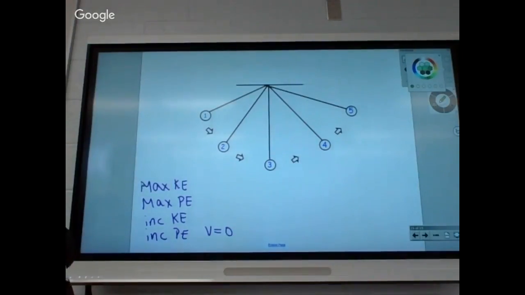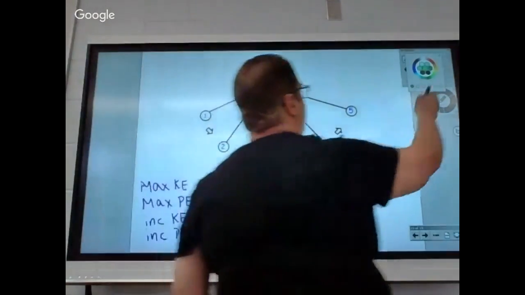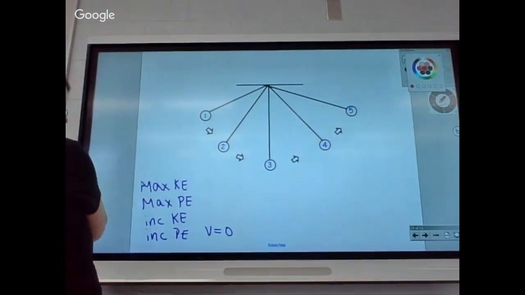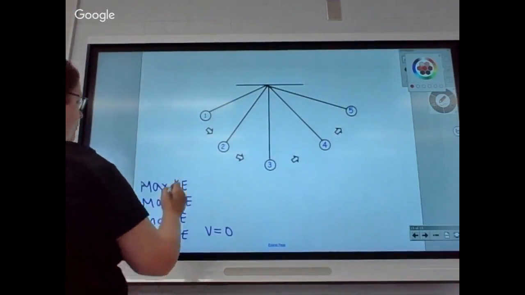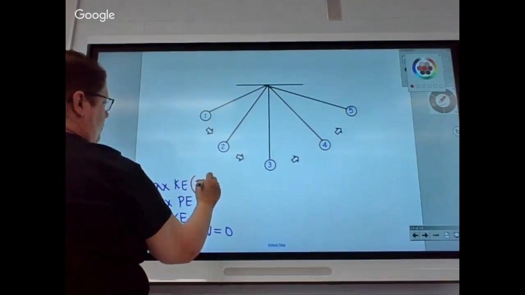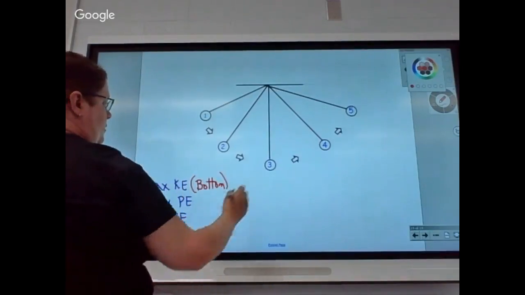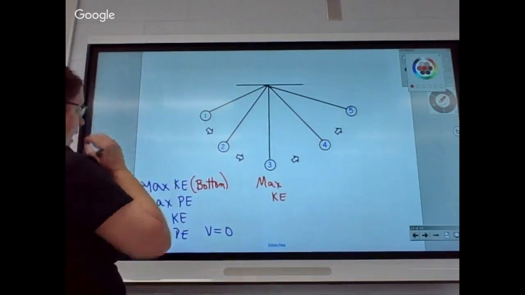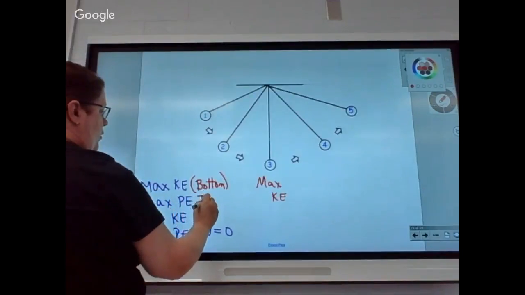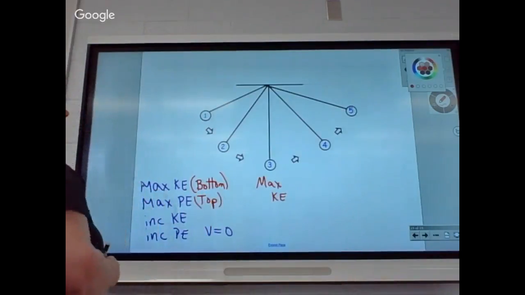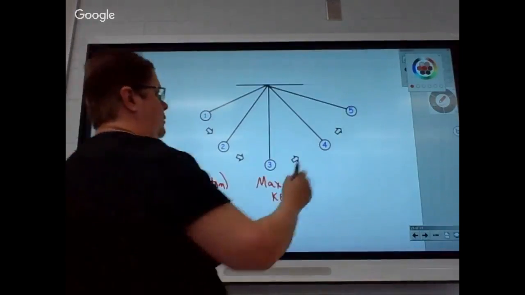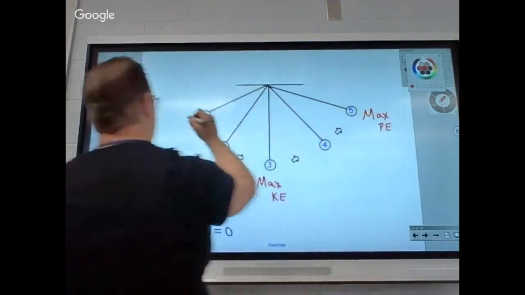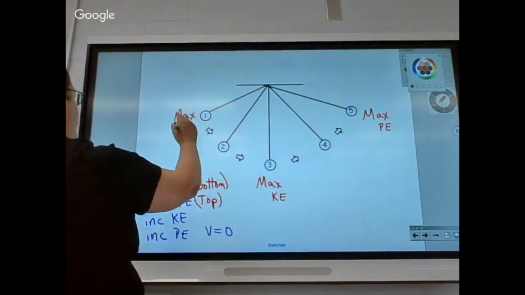So, if we look at this, where do we start at? Where's the greatest kinetic energy? The greatest kinetic energy is always where? The bottom. So maximum kinetic energy is there. Maximum PE is always at the top. So there are how many maximum PEs? They're always at the top. So there and there.